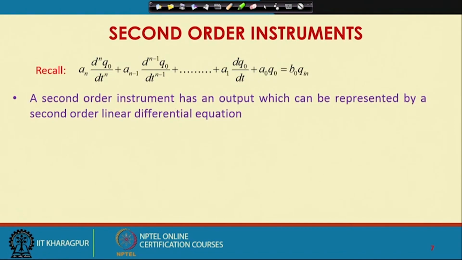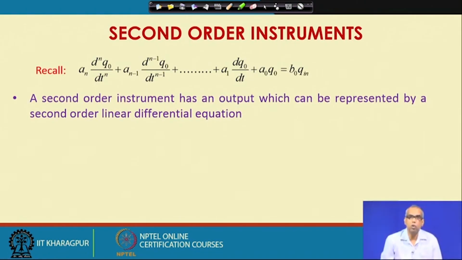So, now we have seen a few examples of second order instruments. Let us now talk about the mathematical model of a second order system or second order instrument. So, we will start with the generalized mathematical expression for an nth order instrument and we will retain terms up to second order, so that the second order differential equation that we will get will represent a second order instrument.